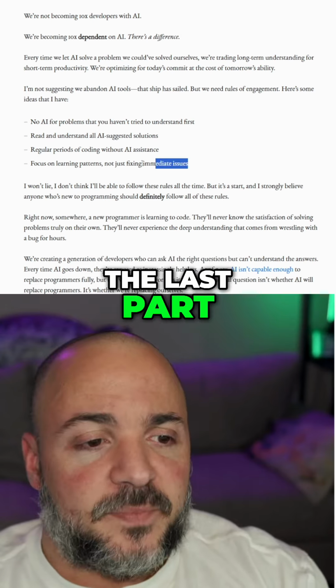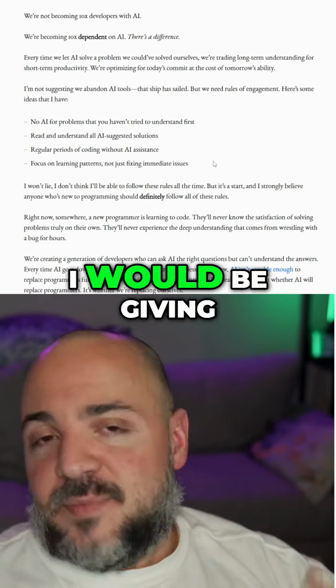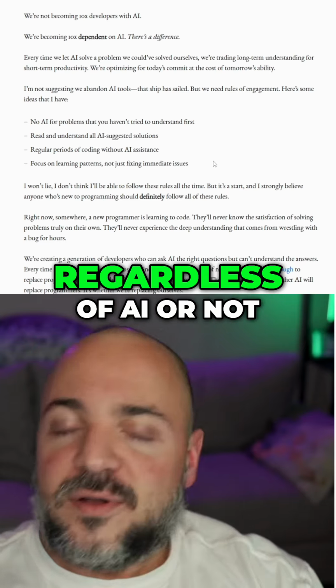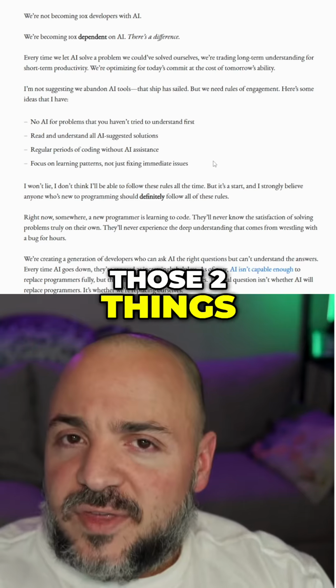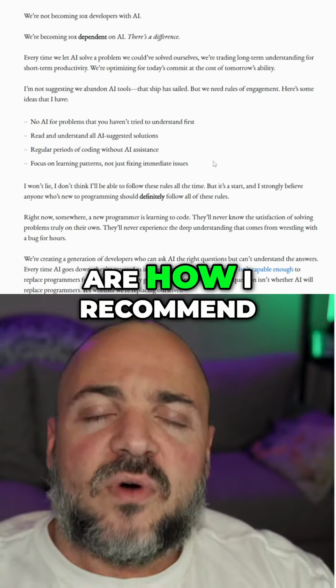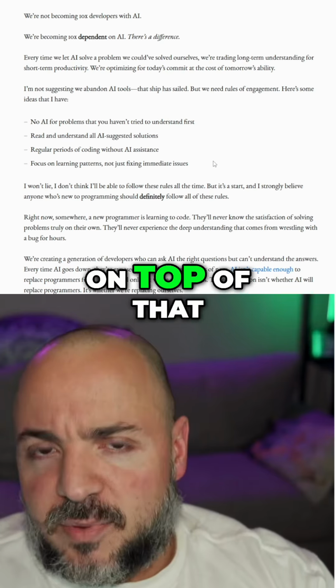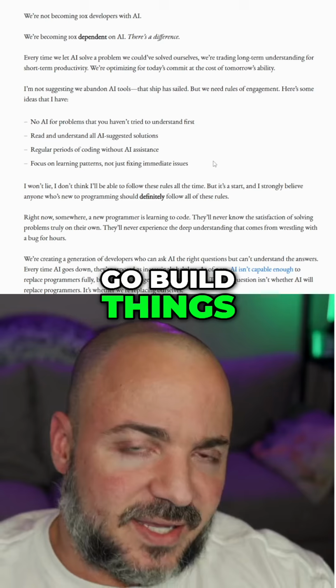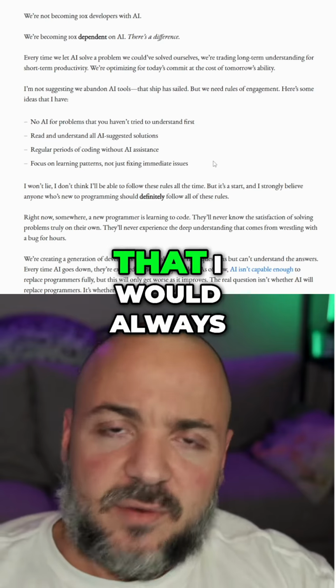I think that when I read this last point, that's also what they're saying. And again, this is advice that I would be giving people already. Regardless of AI or not, those two things, the way I frame them, are how I recommend people learn. On top of that, practice, right? Go build things. I think that's the other piece of advice that I would always add in.